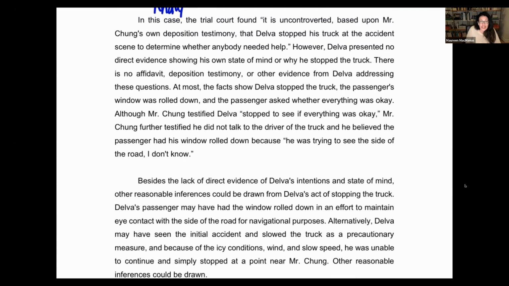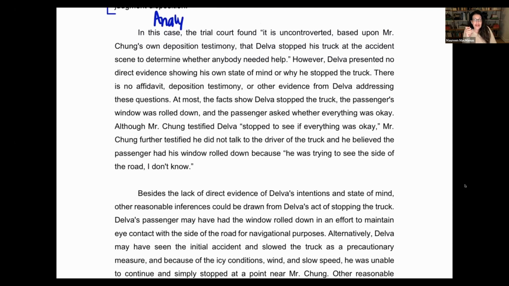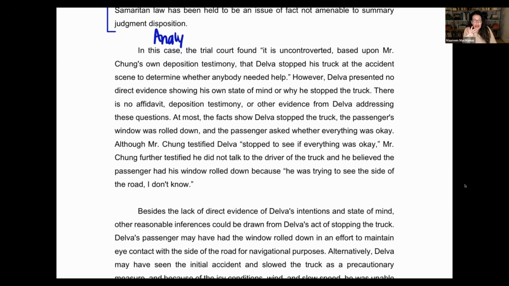I don't know. So here, and so this isn't good for us, right? So here, the facts, the court says that it's not appropriate for an MSJ. And the reason it's not appropriate for an MSJ is because it's not apparent based on the evidence why the driver pulled over.